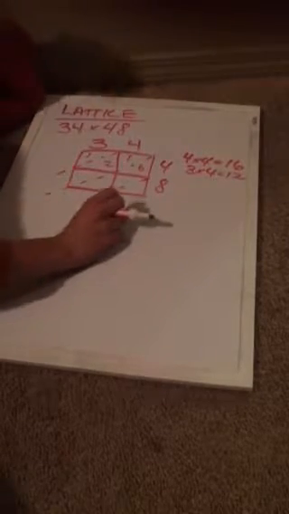Now we move to the second row. We now multiply 4 times 8. 4 times 8 is equal to 32. So we put the tens on top and the ones on the bottom. The next thing we're multiplying is 3 times 8. 3 times 8 is equal to 24.